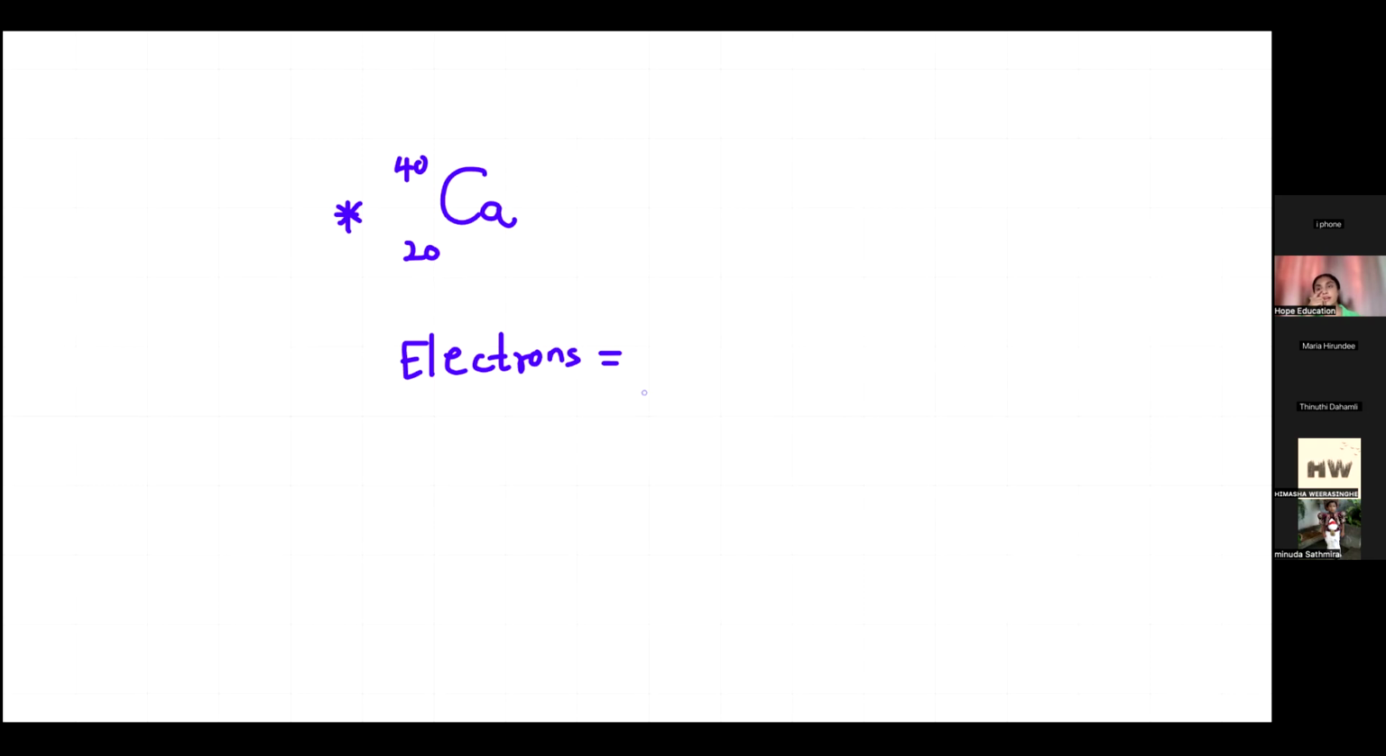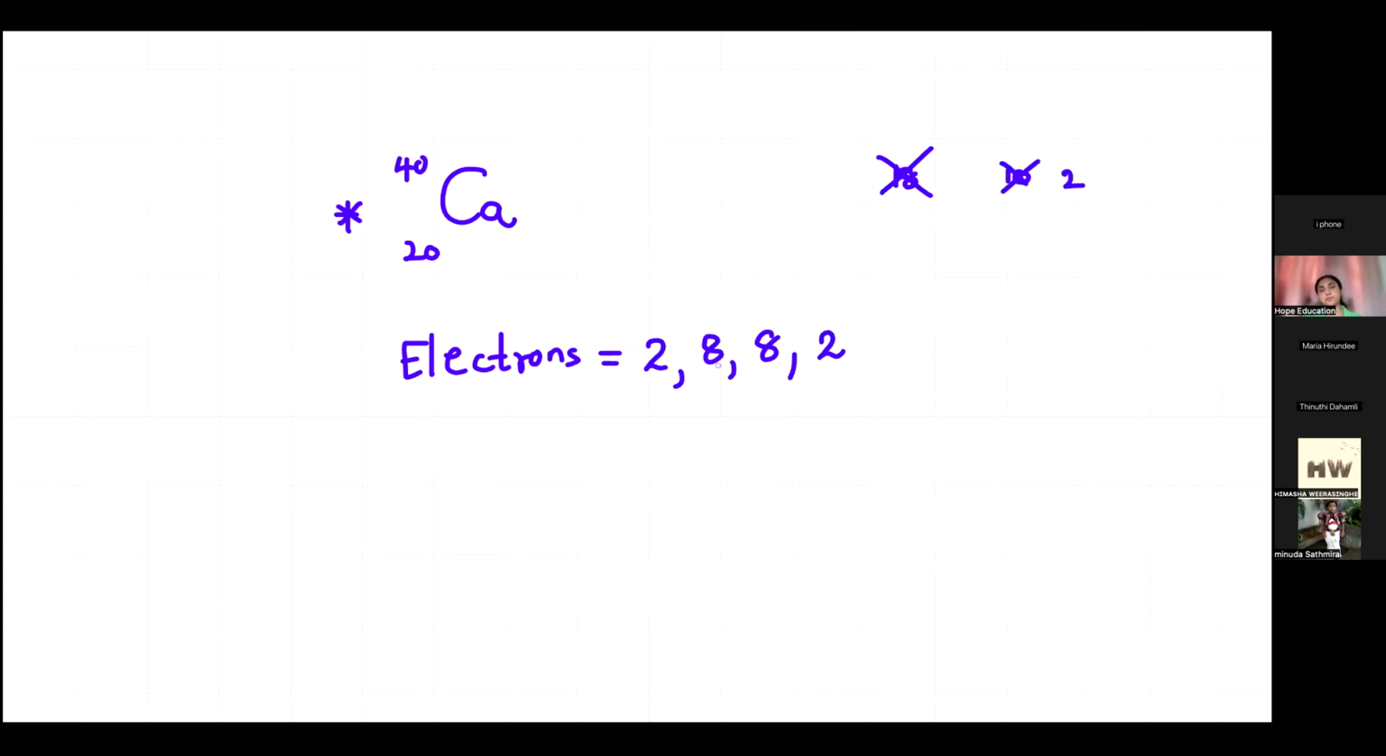So let's see how these are arranged. First energy level, there's a maximum of 2 electrons. So I write 2. 20 minus 2, there are 18 remaining. Second energy level, there can be a maximum of 8 electrons. So 18 minus 8, 10 remaining. Third energy level, a maximum of 8 electrons again. So 10 minus 8, 2 remaining. And that 2 comes to the fourth energy level.